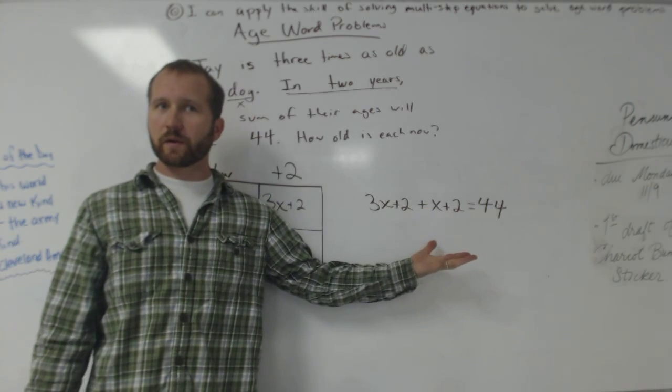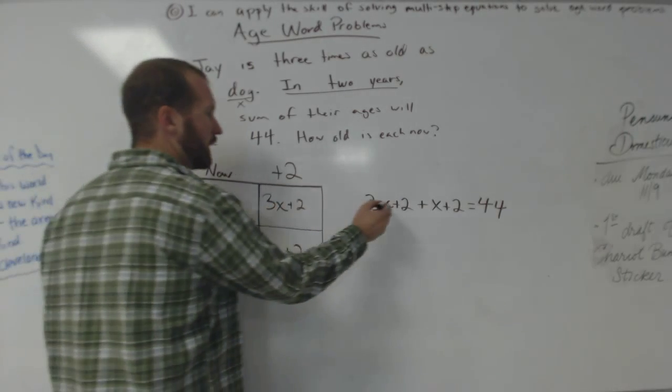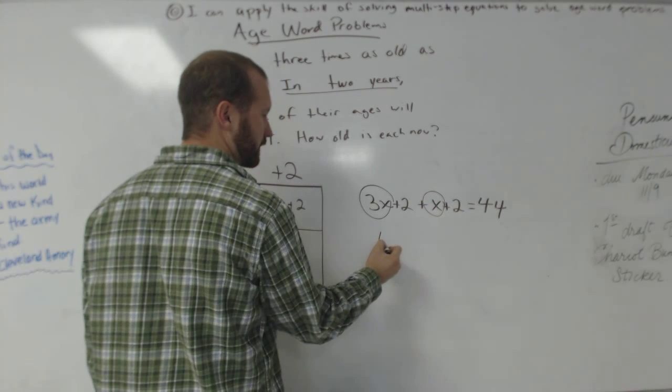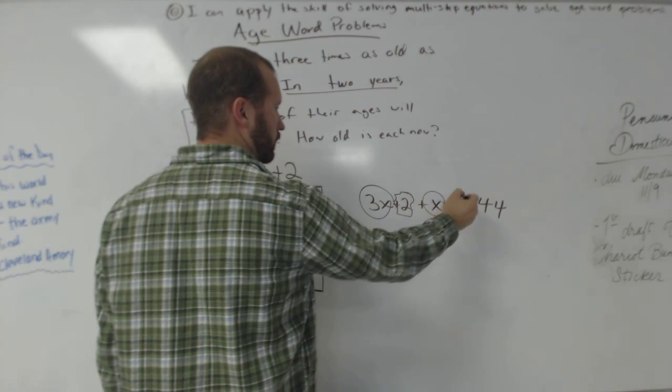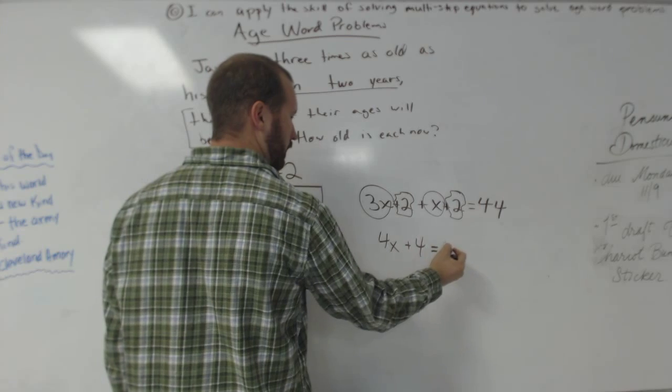So here we have 3x plus 2 plus x plus 2 equals 44. This is a multi-step equation. We know how to solve this. 3x plus x is 4x. 2 plus 2 is 4. So 4x plus 4 equals 44.